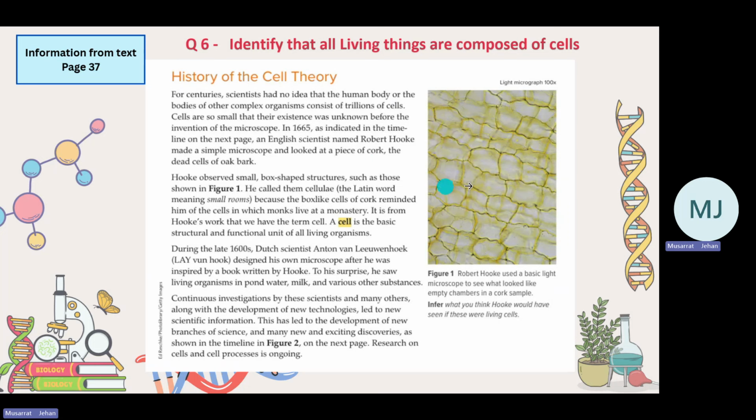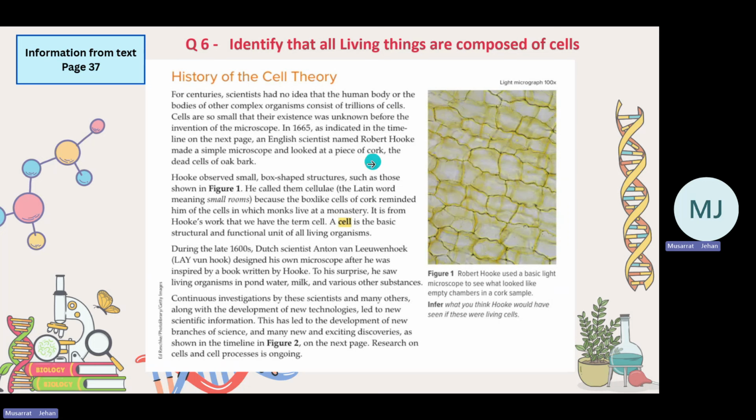Sometimes they ask you, where did he see the cells? So it is in the cork, cork of which tree? Of the oak tree. And when? In 1665. How? Through his own simple microscope. His own simple microscope was a basic light microscope. And this is the structure which he saw. He saw empty chambers.